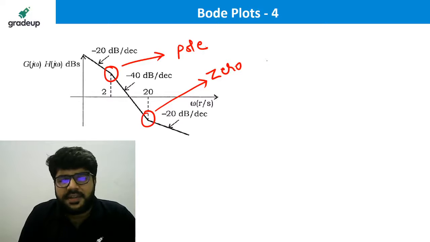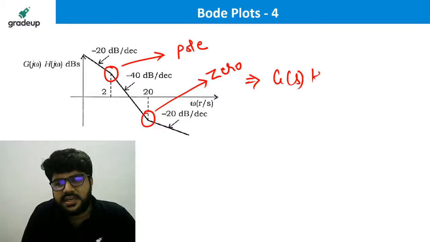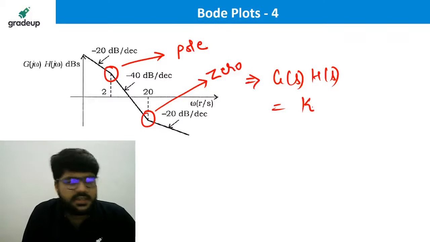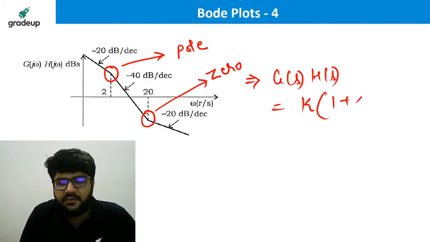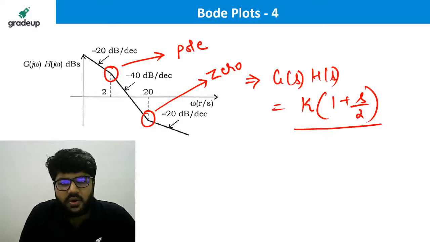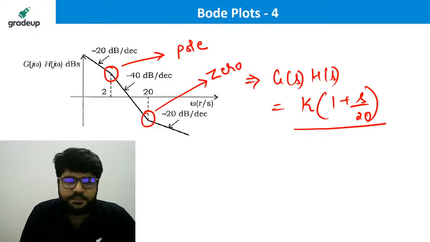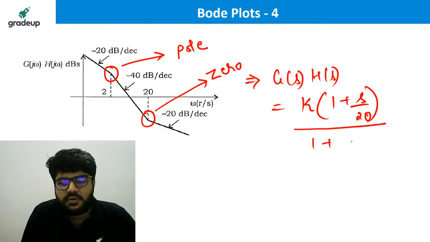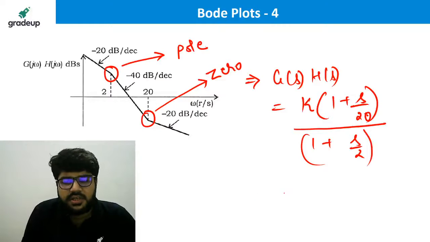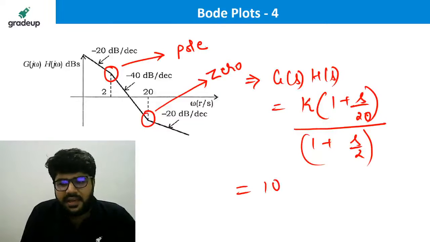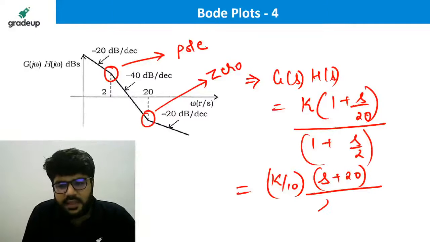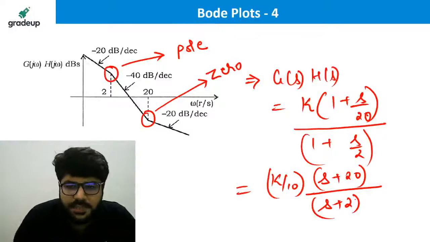So what should be the general G(s)H(s)? This is a pole and this is a zero. So the transfer function G(s)H(s) should be approximately of the form K(1 + s/20) divided by (1 + s/2). Sorry, the zero is at 20, divided by 1 + s/2. So this is of the form K/10 times (s+20)/(s+2), after simplifying.